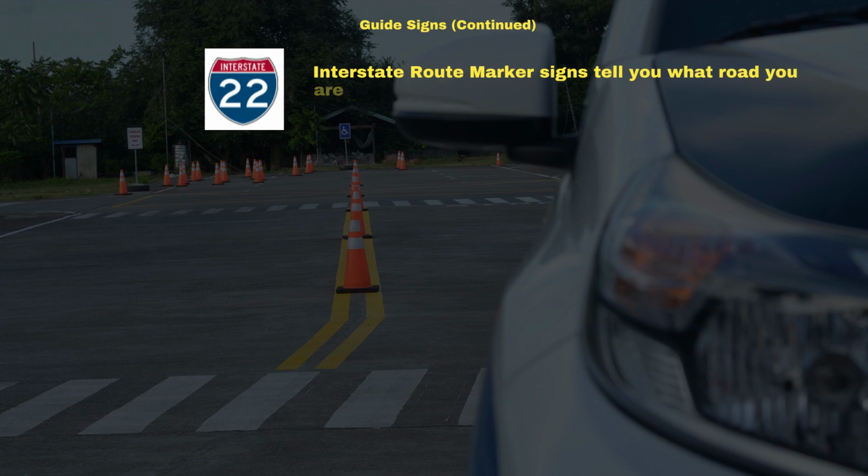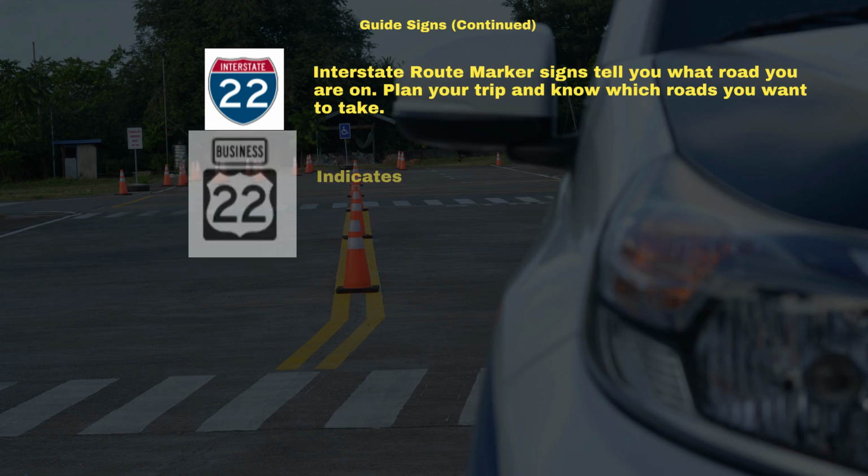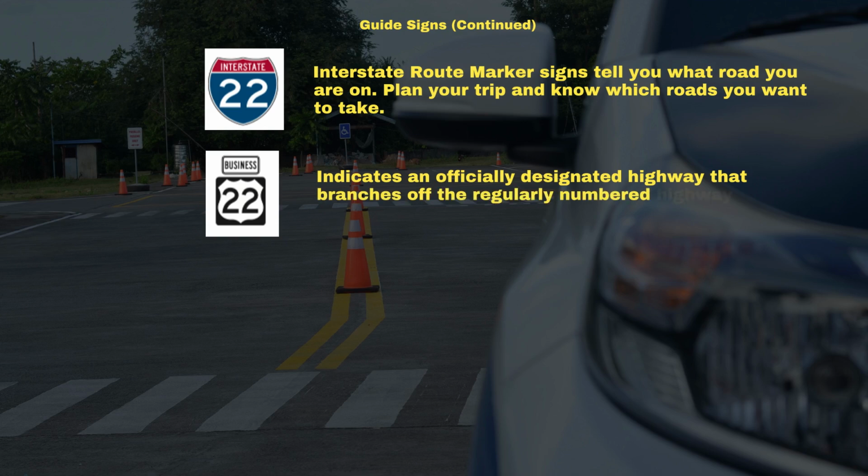Interstate route marker signs tell you what road you are on. Plan your trip and know which roads you want to take. Indicates an officially designated highway that branches off the regularly numbered highway and goes through the business portion of the city.